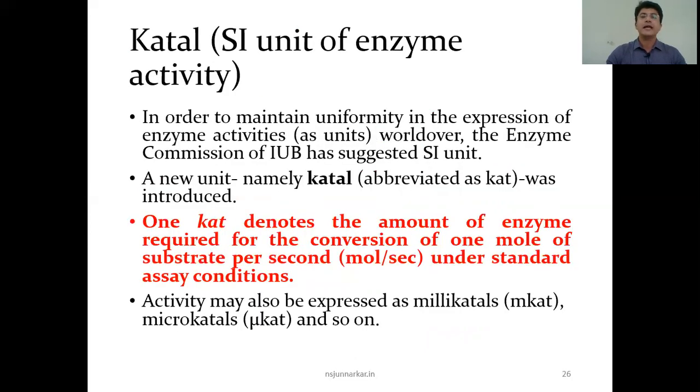Katal is also referred to as the SI unit of enzyme activity. In order to maintain uniformity in the expression of enzyme activities as units worldwide, the Enzyme Commission of IUB has suggested an SI unit to be used. A new unit, namely katal, abbreviated as kat, was introduced. According to this, 1 kat denotes the amount of enzyme required for the conversion of 1 mole of substrate per second under standard assay conditions. So the activity of the enzyme may also be expressed as millikatals, microkatals, nanokatals, and so on.